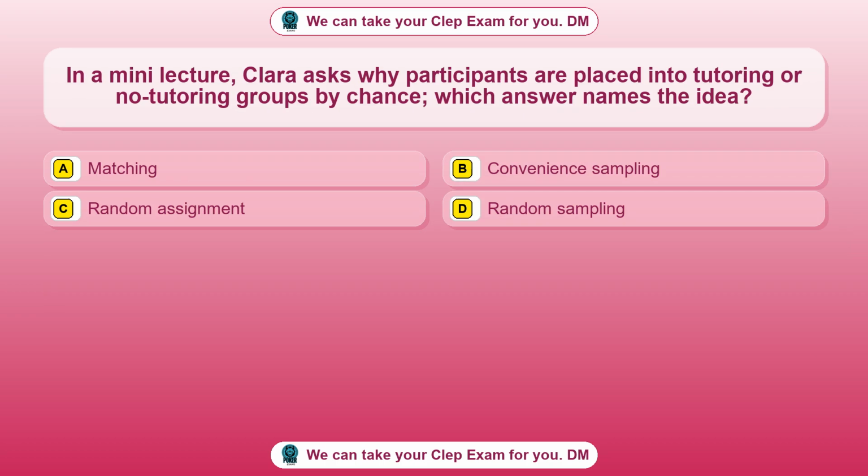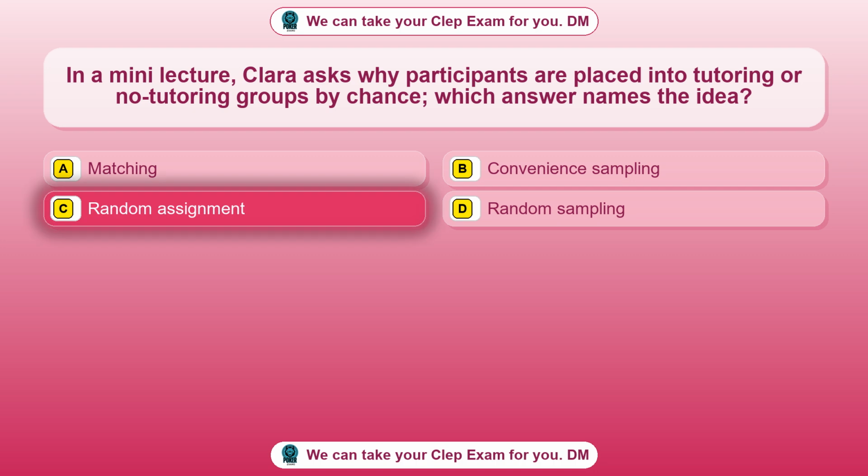Question 89. In a mini lecture, Clara asks why participants are placed into tutoring or no tutoring groups by chance. Which answer names the idea? Option A, matching. Option B, convenience sampling. Option C, random assignment. Option D, random sampling. The correct answer is option C, random assignment.